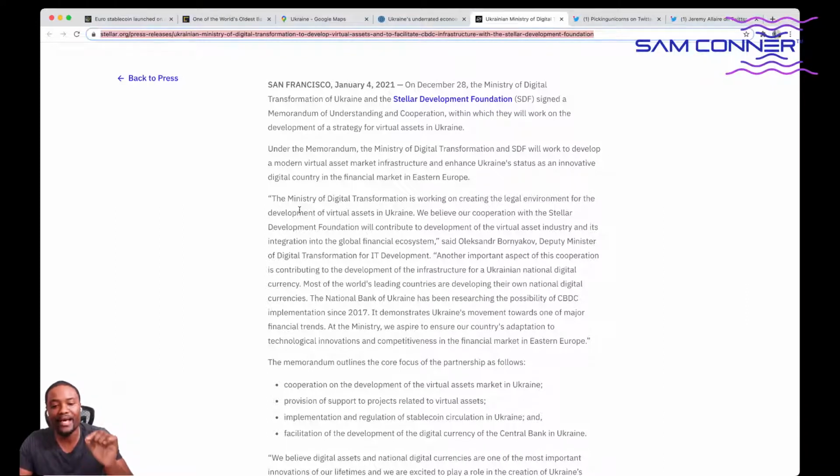And they say that we believe our cooperation with the Stellar Development Foundation will contribute to development of the virtual asset industry and its integration into the global financial ecosystem. I think this is huge. I think you should definitely go onto the Stellar main website and read this for yourself.